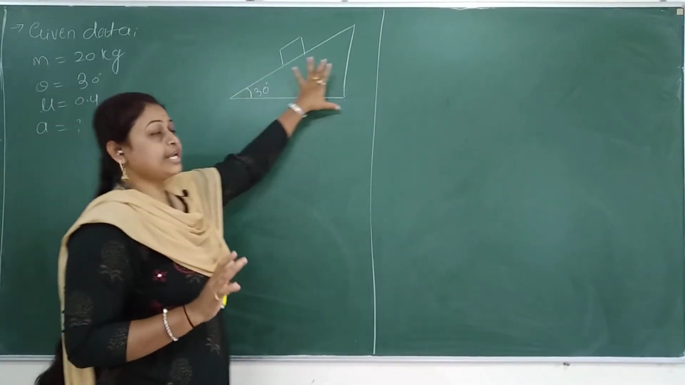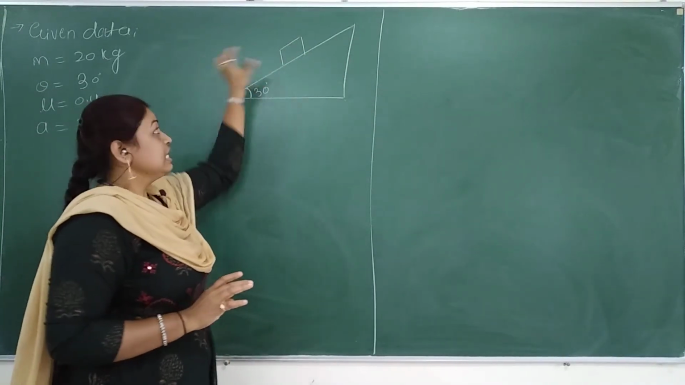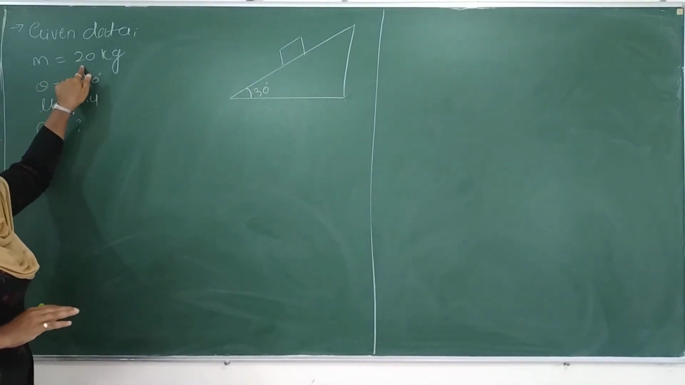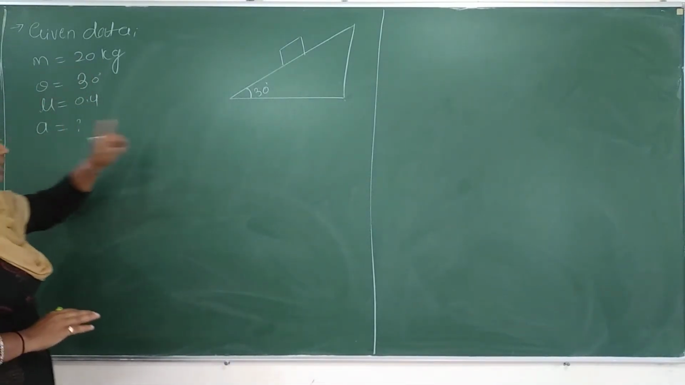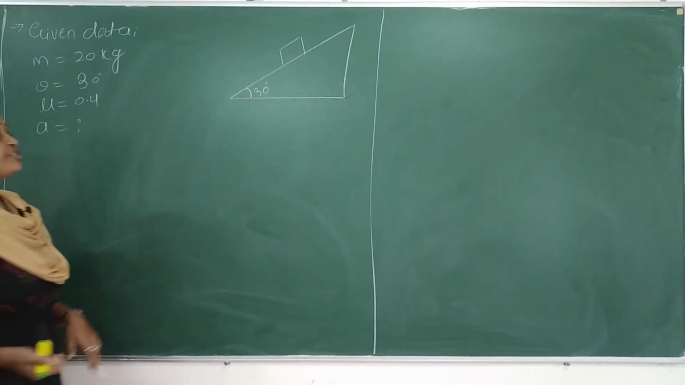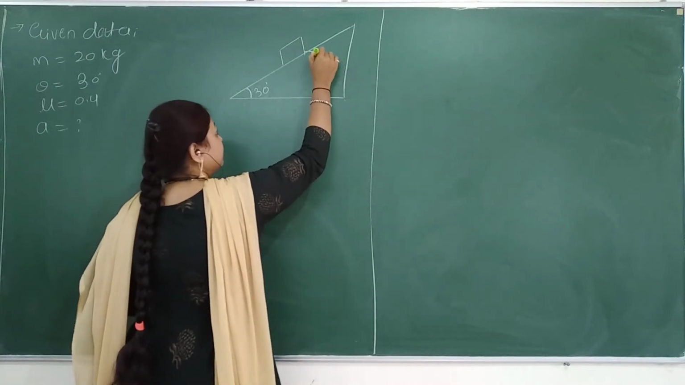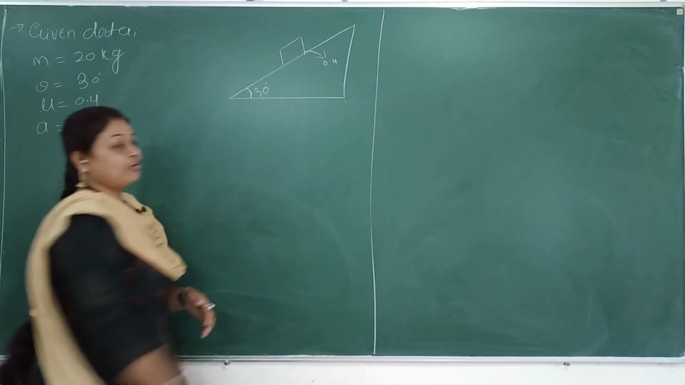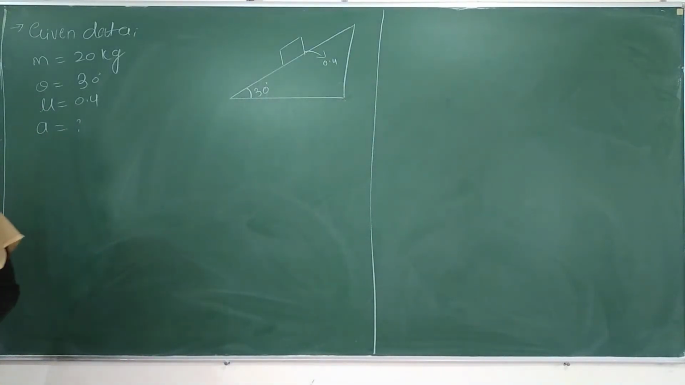So there is an inclined plane. On this inclined plane, there is a box. That box having a mass how much? 20 kg. Is it? And the inclination angle is how much? 30 degree. And they have given a friction between this box and the inclined plane. How much? 0.4. Mu is given. You have to calculate the acceleration.